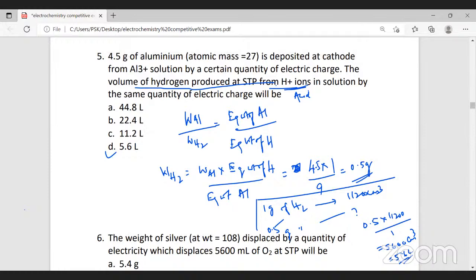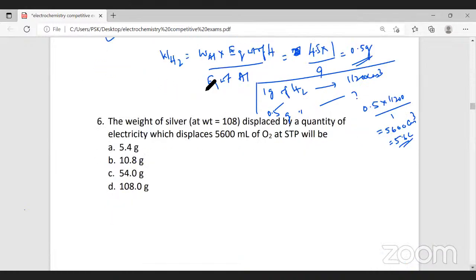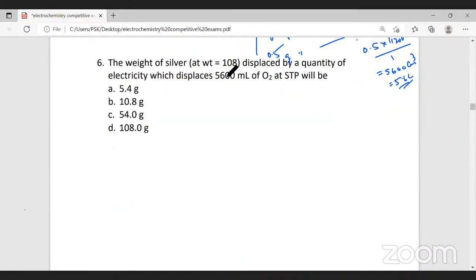The next problem. The atomic weight of silver is 108. The weight of silver displaced by the quantity of electricity which displaces 5,600 ml of oxygen at STP will be. What's the answer for this question?